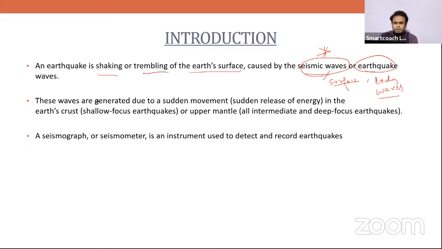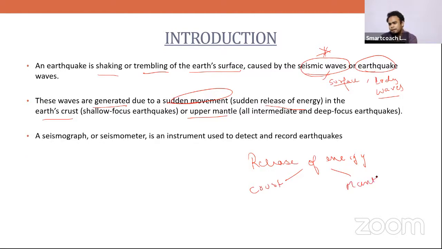So next point, these seismic waves are generated due to a sudden movement or a sudden release in the earth's crust or in your upper mantle. So where is your earthquake originating? Your earthquake is nothing but a release of energy. And where is this energy releasing? It is either releasing in your crustal region or it is releasing in your mantle region, right?